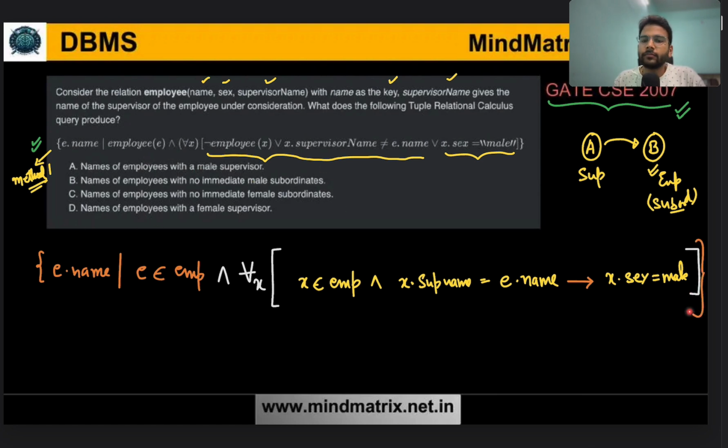Now it is correct, because now I'm considering that this is my P and this is my Q. P implies Q. Any doubt so far? If you have any doubt in this query that I have written now, just please ask, because it is very important to understand. The same query I have written like this now.